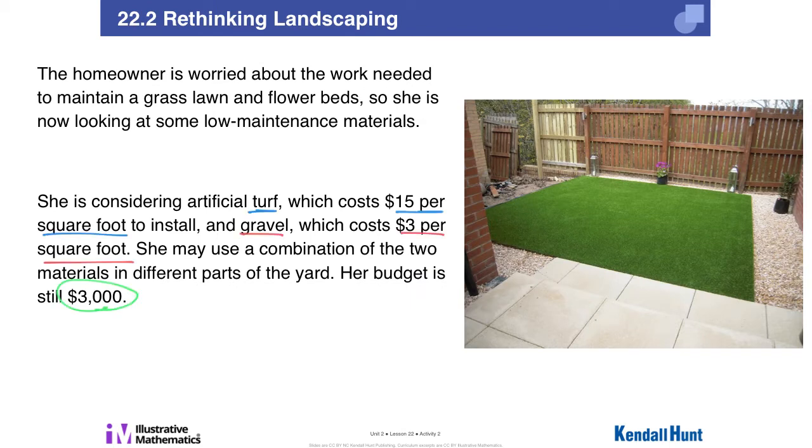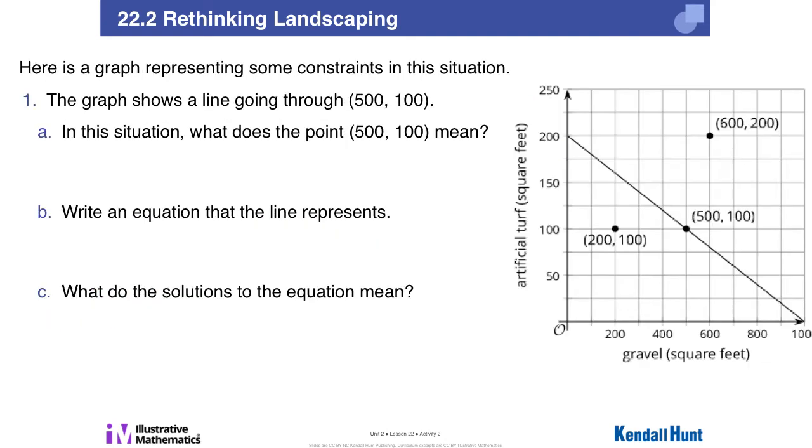Now our homeowner is worried that it's going to be too much work to keep with the flower beds, so now she's considering turf at $15 per square foot and gravel at $3 per square foot, and she still has a budget of $3,000. Here's a graph of that line showing how we could spend $3,000 on turf and gravel.